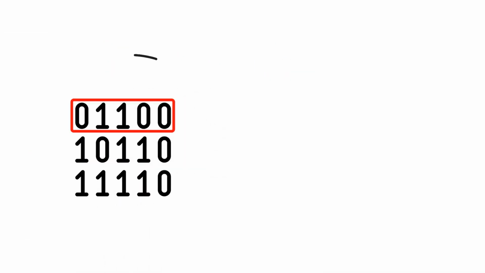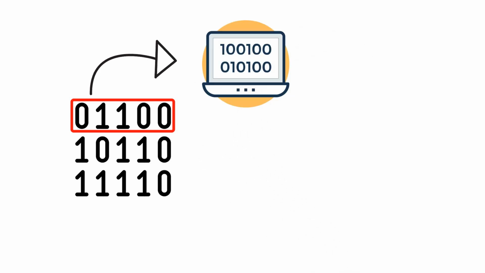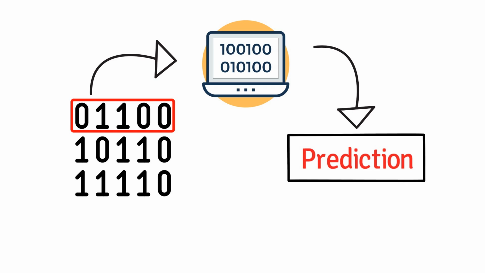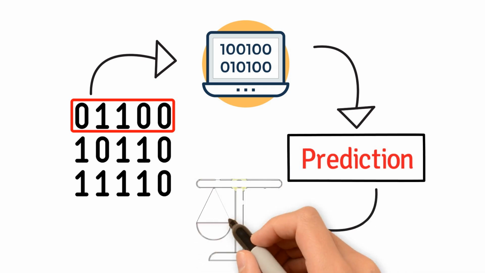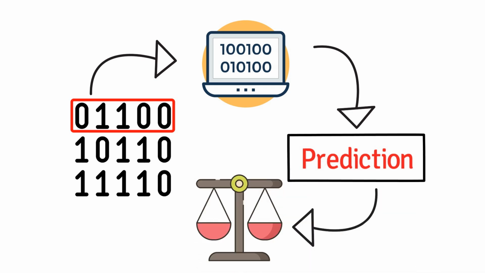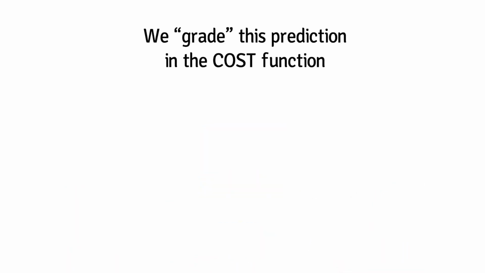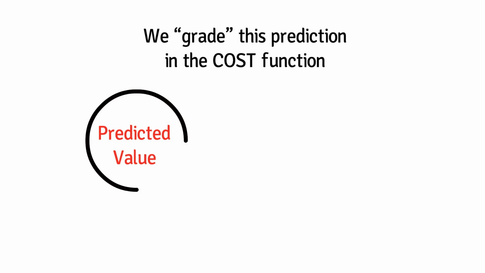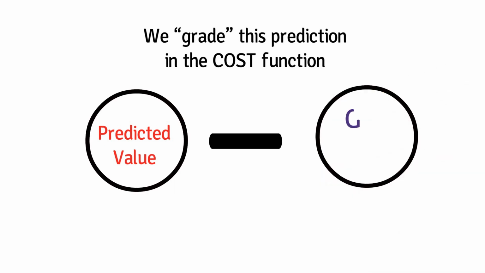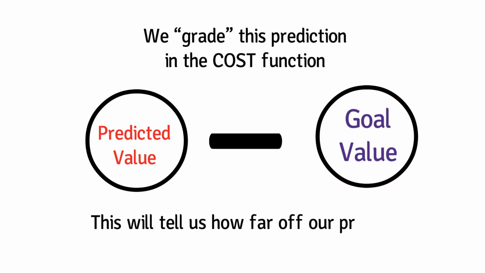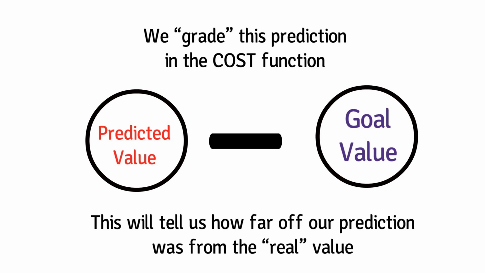4. One row of training data has been submitted to your algorithm and it has produced a prediction. We now want to compare what was predicted with what we already know. In other words, the goal. We grade this prediction in the cost function. We simply take what was predicted and we subtract our goal, which came from our original dataset. This will tell us how far our prediction was from the real value.